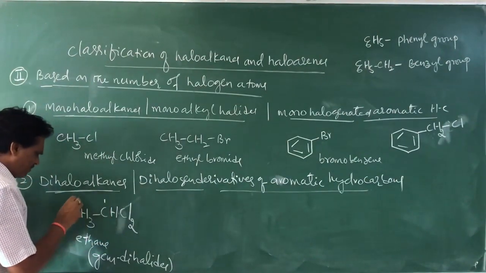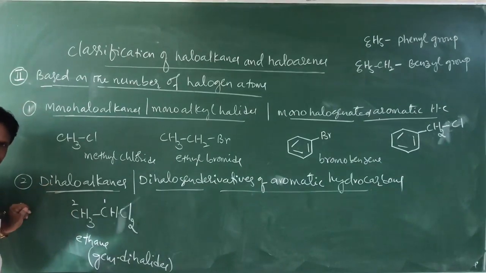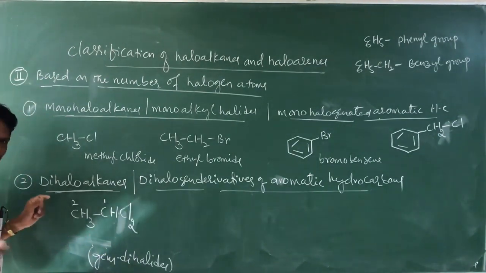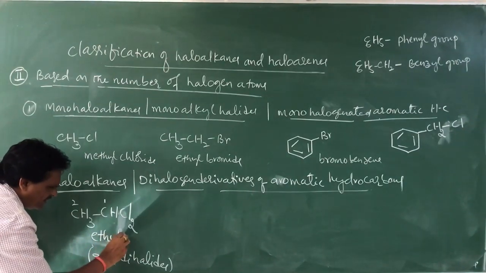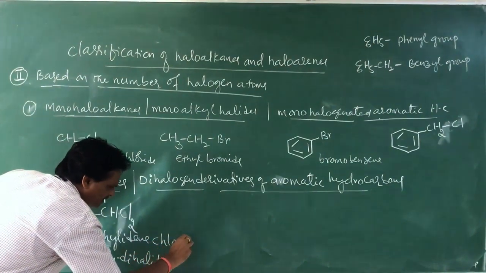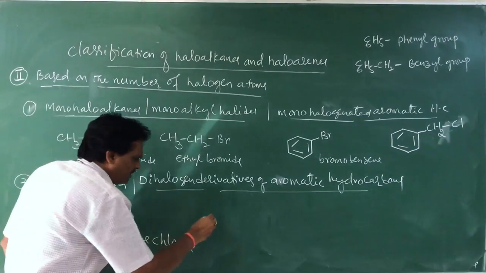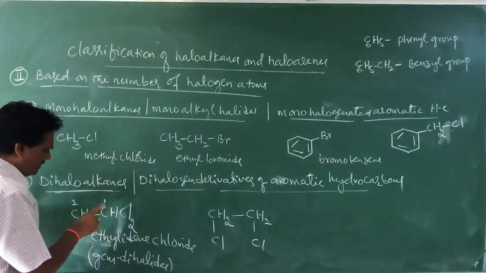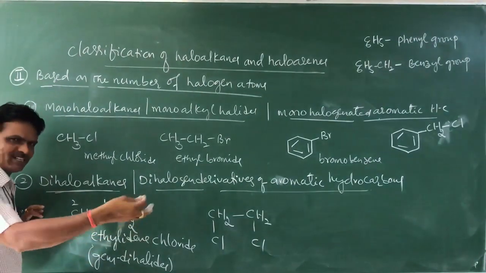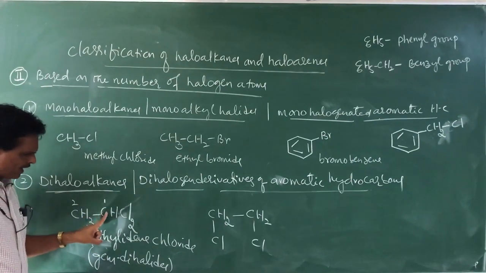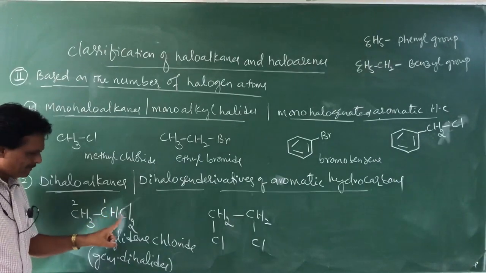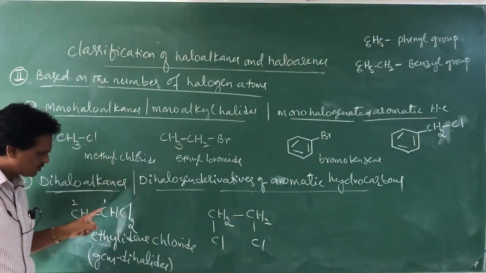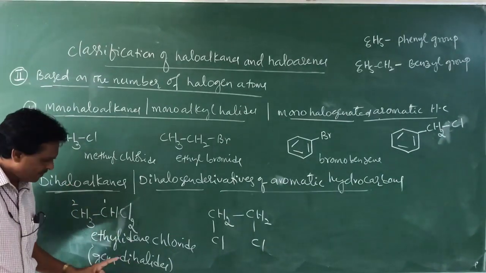The name of this compound is 1,1-dichloroethane. In general, this type of dihalogen derivative of ethane is called ethylidene chloride. Then another compound is CH2Cl-CH2Cl, whose name is 1,2-dichloroethane. In this case, two hydrogen atoms of the same carbon are replaced by two same kind of halogen atoms, that is 1,1-dichloroethane. So if two same kind of halogen atoms are attached to the same carbon atom in dihaloalkanes, they are called gem dihalides or geminal dihalides.